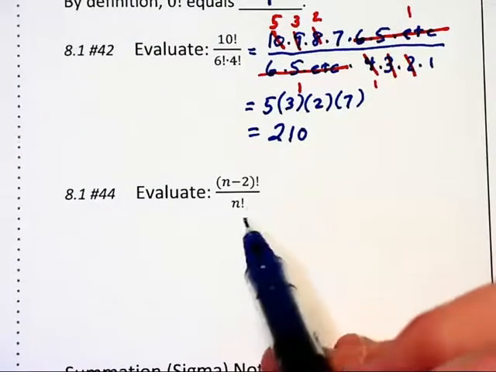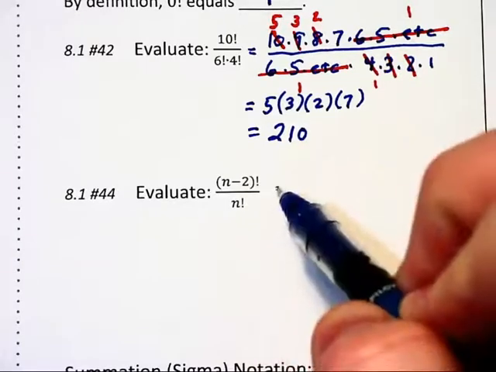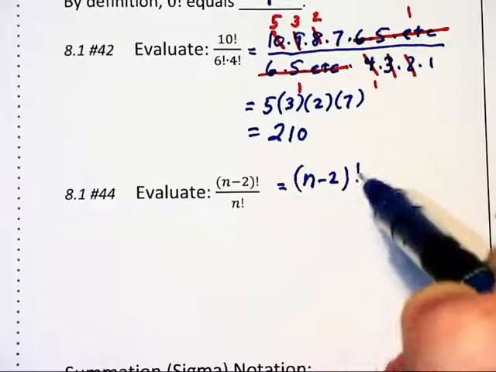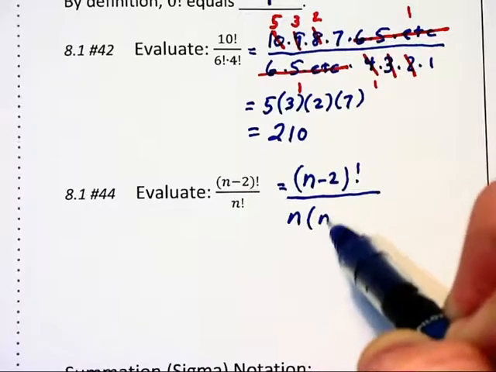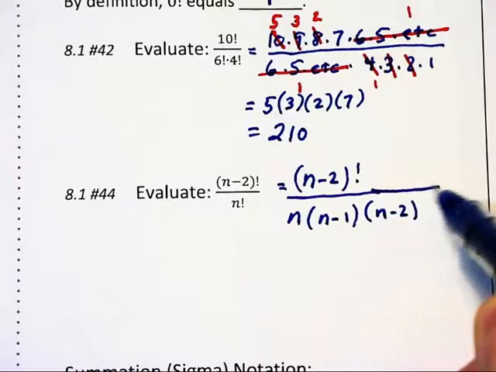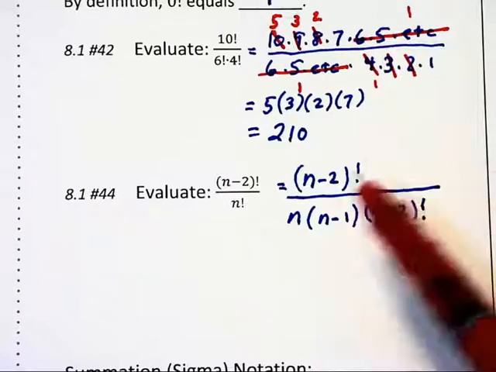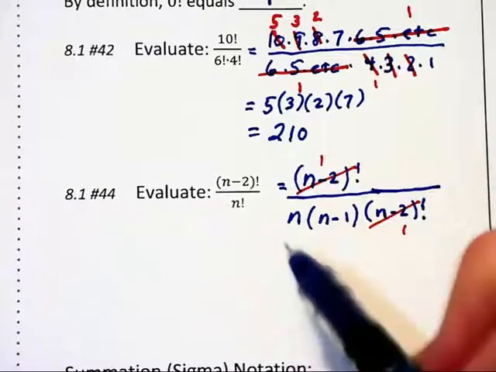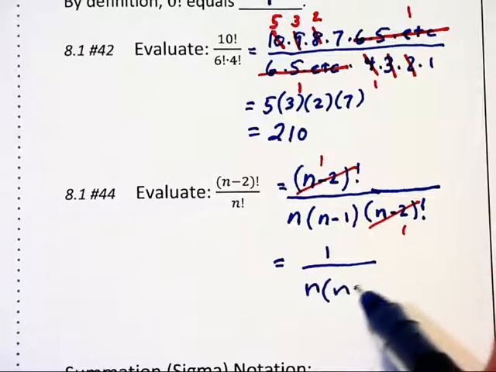Now, let's do this using factorial notation that is more algebraic in nature. We are going to have n minus 2 factorial divided by n factorial. But n factorial is n times n minus 1 times n minus 2 times all of the whole numbers below it, which basically can be represented by n minus 2 factorial. So I can basically cancel those with each other and have as a result that this expression is equal to 1 over n times n minus 1.